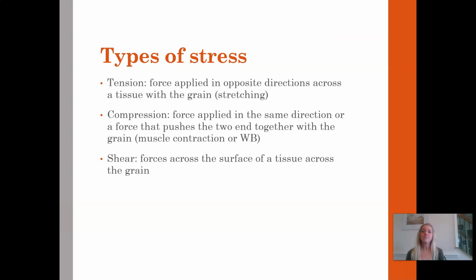A couple of types of stretches, and again, these are just terms to be familiar with. Tension is force being applied in opposite directions across a tissue, so that would be things like stretching. Compression is force being applied in the same direction, so trying to sort of push the two ends together, and you'll see this when you have a muscle contraction or with weight bearing. Joint approximation would be an example of this, and if you haven't heard that term yet in neuro, you will. And we'll get there, all right? Shear is going to be forces across the grain of a tissue.